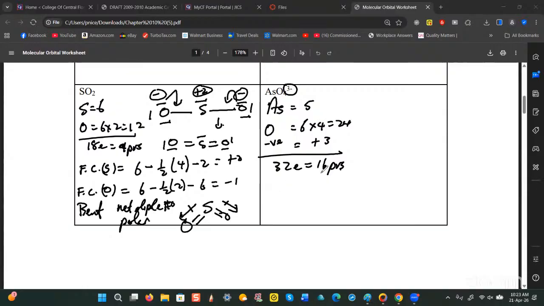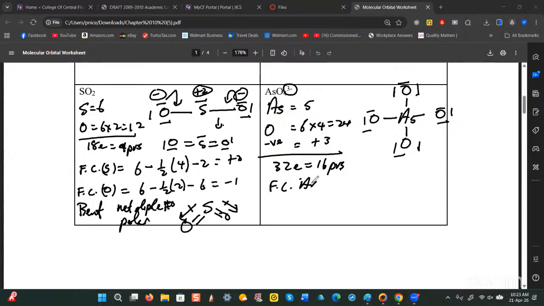Draw the shape or the structure. Okay, so what do we do now? Distribute the pairs. Of course, you have to do the bonding pairs first, right? 1, 2, 3, 4, 5, 6, 7, 8, 9, 10, 11, 12, 13, 14, 15, 16. All right, next step. Formal charges.